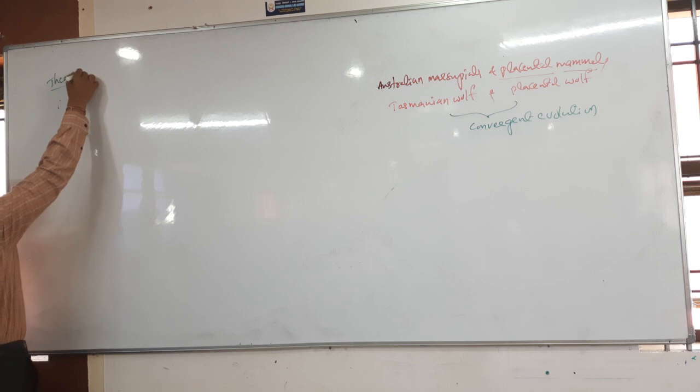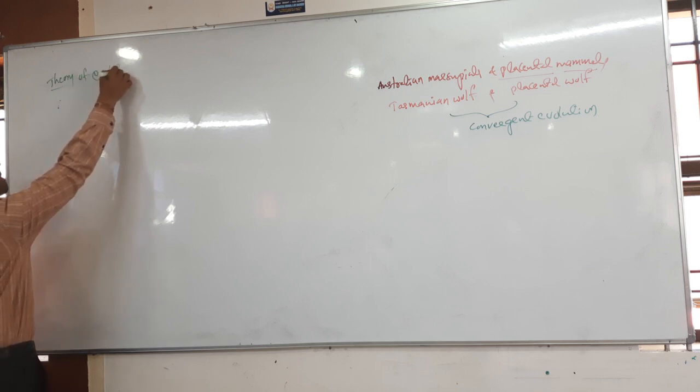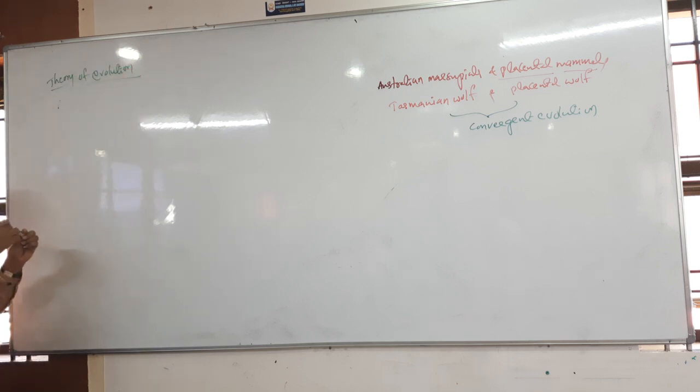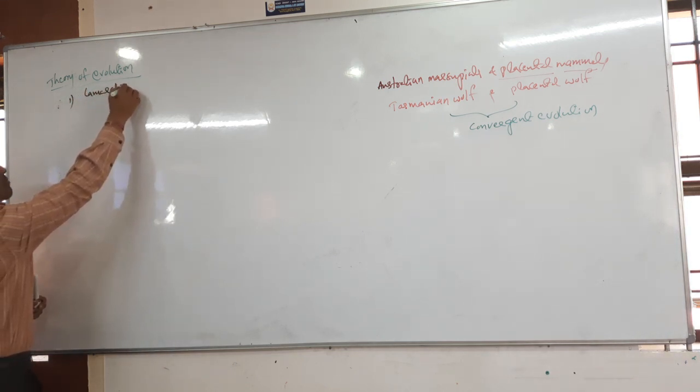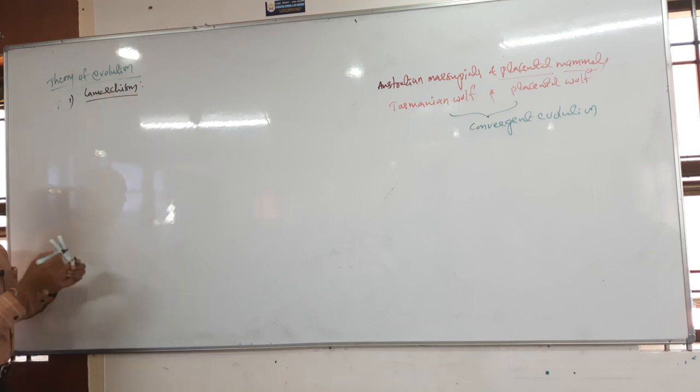Okay. And today's class is the theory of evolution. Evolution, how many theories are explained? Four theories are explained. The first theory is called Lamarckism.